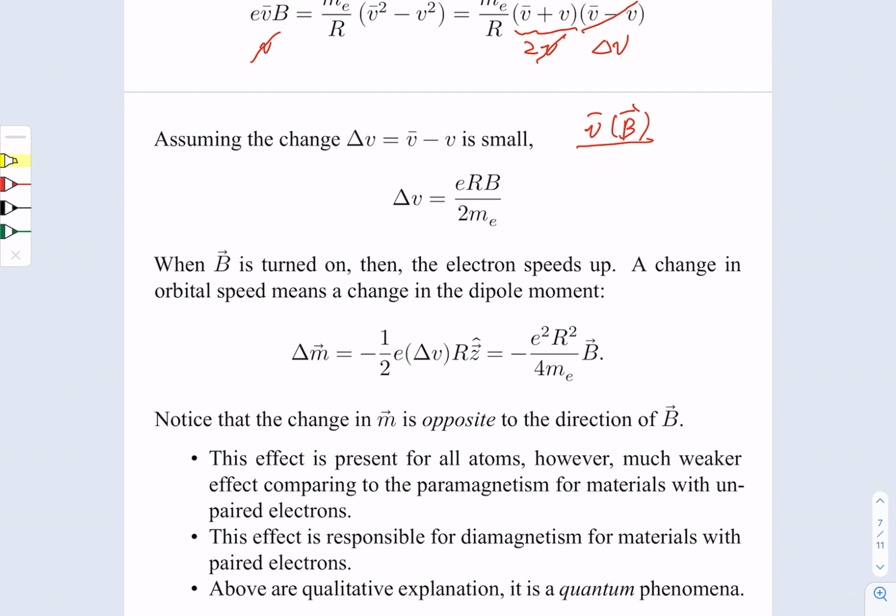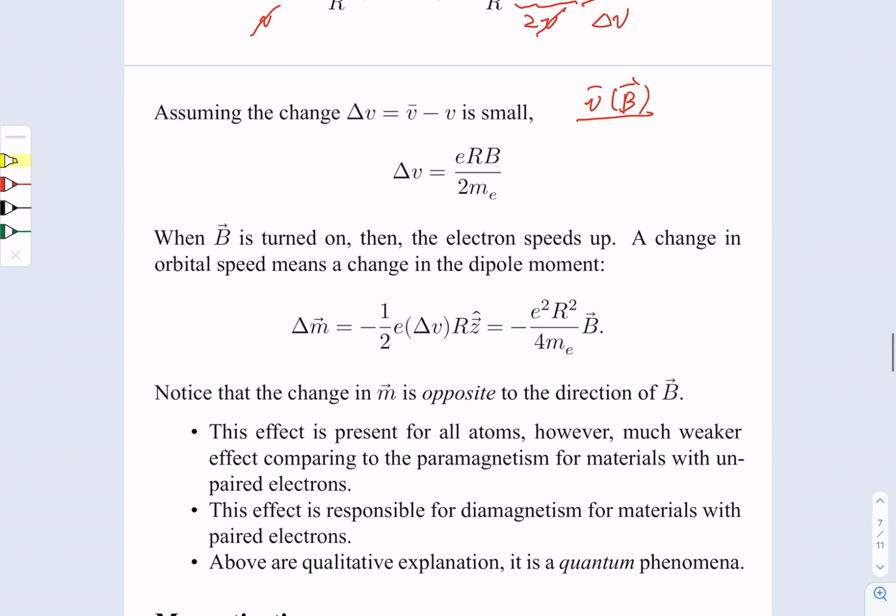So for paramagnetism, this effect is negligible, and only for the case where there is no total magnetic dipole moment produced by the spin of the electron does this diamagnetic effect become important.